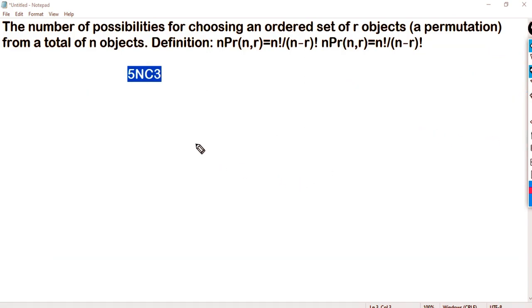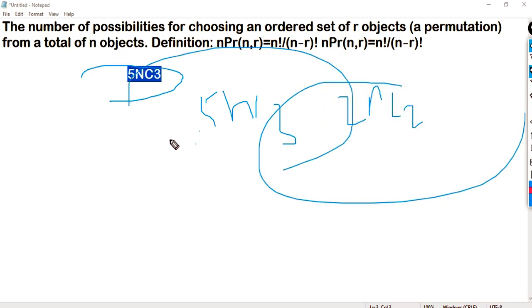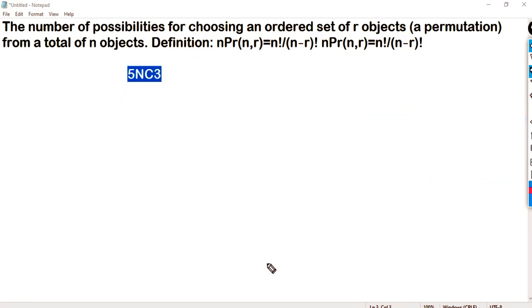I hope you understand what nCr is, what permutation and combination are, and what the formula is. For nCr, the formula is n factorial upon (n minus r) factorial into r factorial. According to that formula, we can find all the values, 5C3, 2C2. We only have to write the code, so let's open our code window and use Code Blocks.